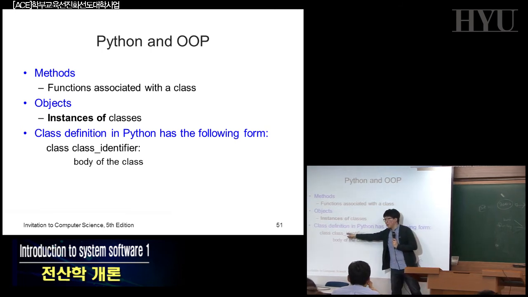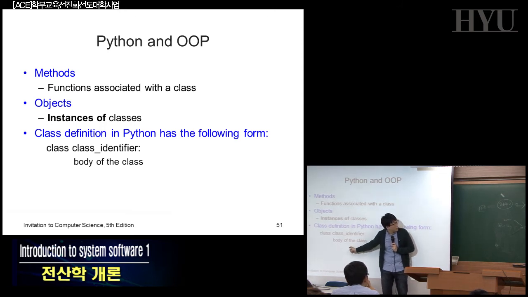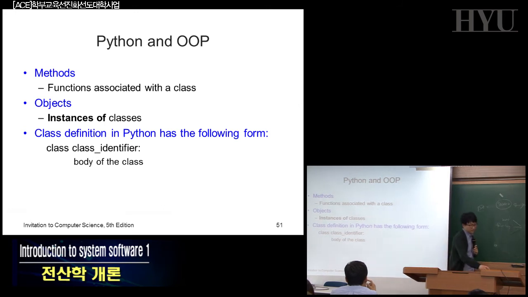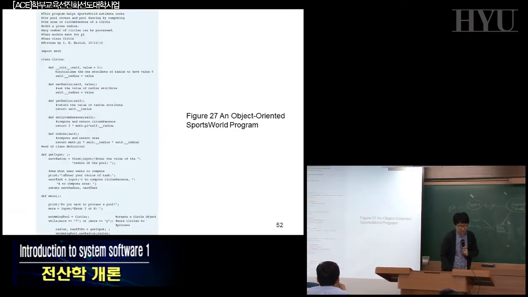So this is the way of defining a class in Python. Class, whatever name, and the body of the class. So class mammal, integer IQ, Boolean hair, like that. This is one of the examples they provide in your textbook.